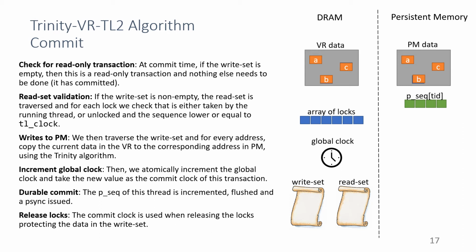Up until then, all modifications have been done in volatile memory. We then increment the global clock, we do the durable commit using the Trinity protocol, and then we release the locks. The important point here is that first we do the durable commit and only then we make the transaction visible to other threads. So durability first while grabbing all the locks, and then we release the locks.